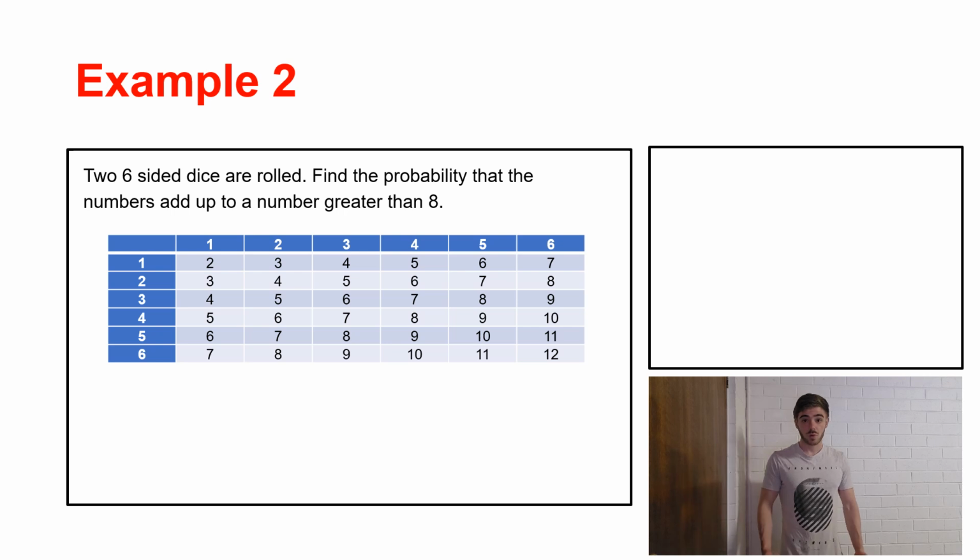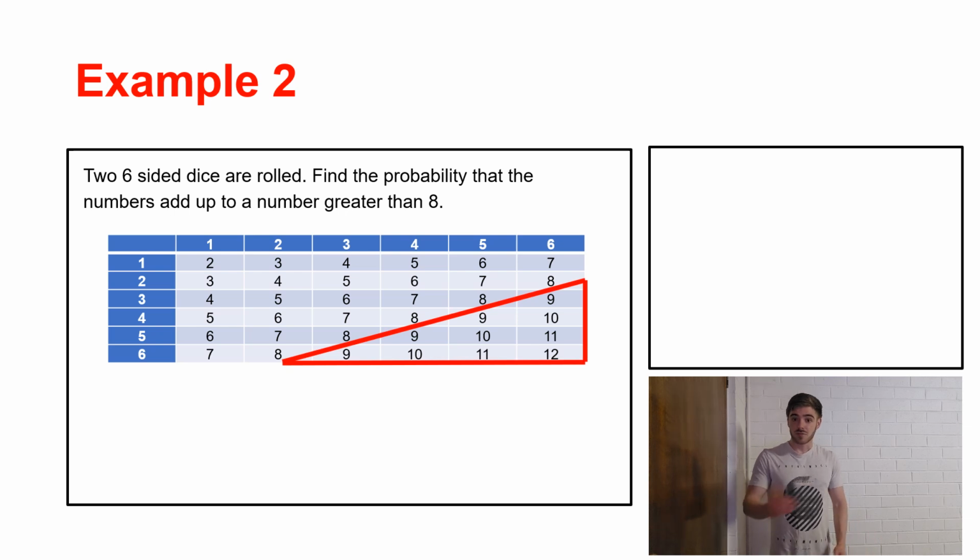So once again, having filled out the table, all we're going to do is look for all the outcomes that were greater than 8. Then we're going to divide that number of outcomes by 36, the total number of possible outcomes, and when that simplifies down, you're going to get a final probability of 5 out of 18.